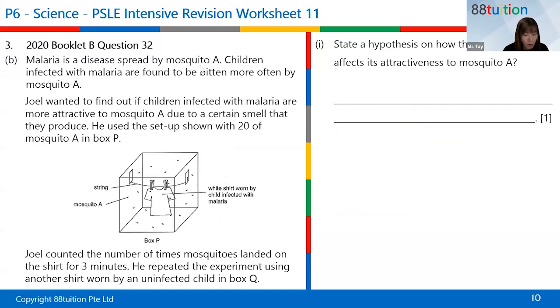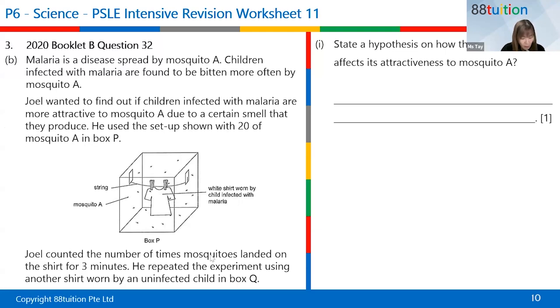Now, malaria is a disease spread by mosquito A. Children infected with malaria are found to be bitten more often by A. So Joel wanted to find out if children infected with malaria are more attractive to mosquito A because of a certain smell they release, okay? So he set up this experiment. There are 20 of the mosquito A in box P. There's a white shirt worn by the child infected with malaria. So he actually hung up this t-shirt, right? Okay, so these black dots are the mosquito A.